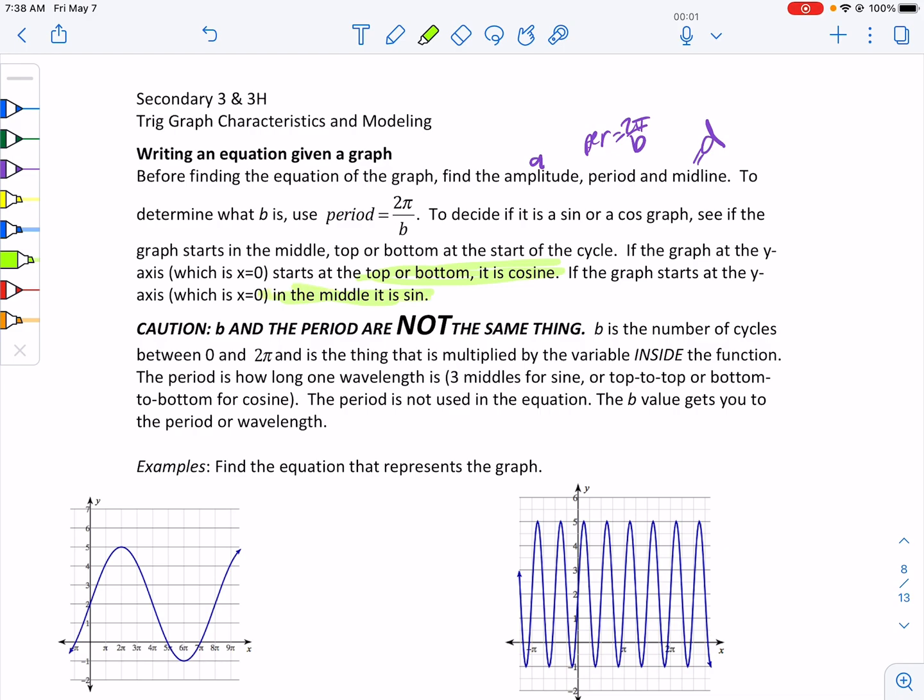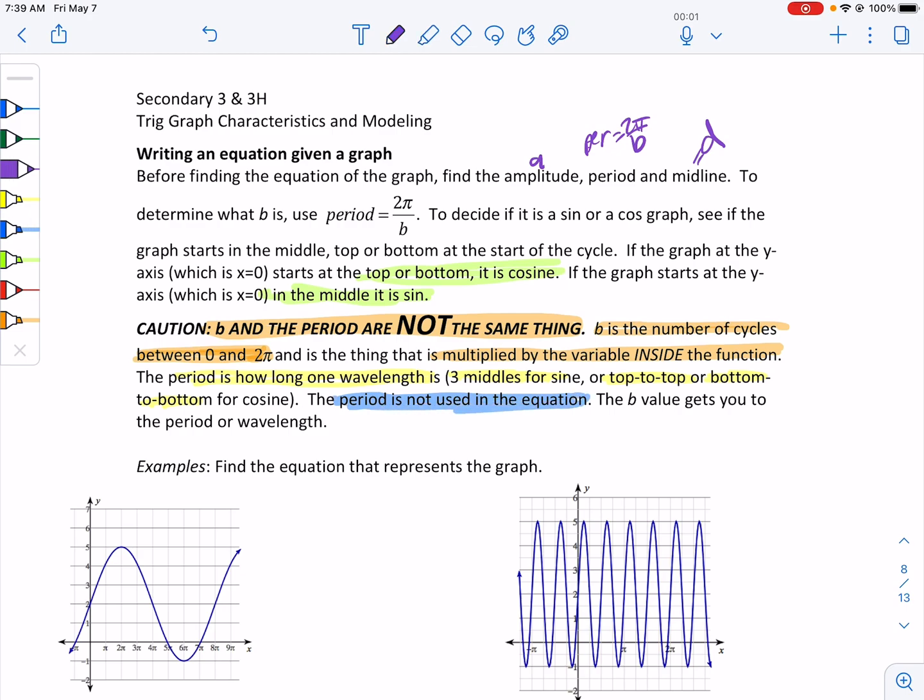Now, this is really important, and one of the most frequent errors is that B and the period get either mixed up or they think that they are the same thing. Okay? So our B is the number of cycles between 0 and 2 pi. That's the thing that's multiplied by the variable inside the function. And then we have the period, which is how long the one wavelength is. And that's 3 middles for sine, or top to top, or bottom to bottom if it's cosine. The period we don't actually use in the equation. The B value is in the equation, but not the period.